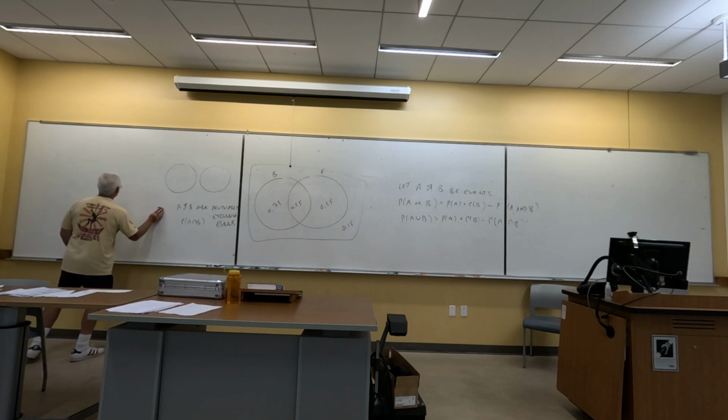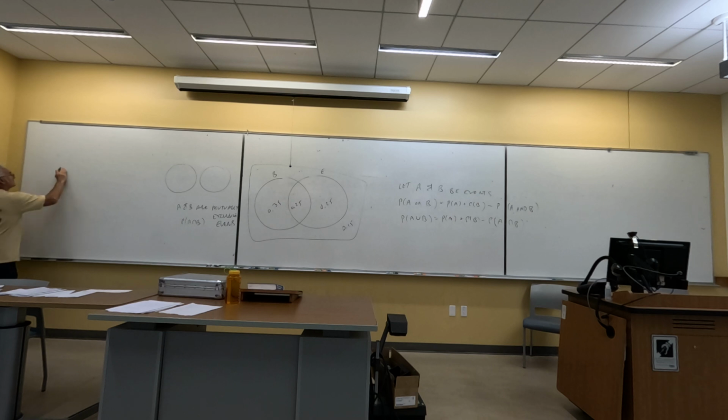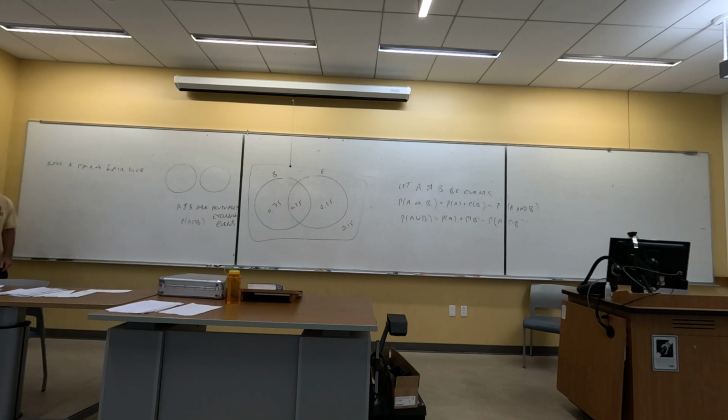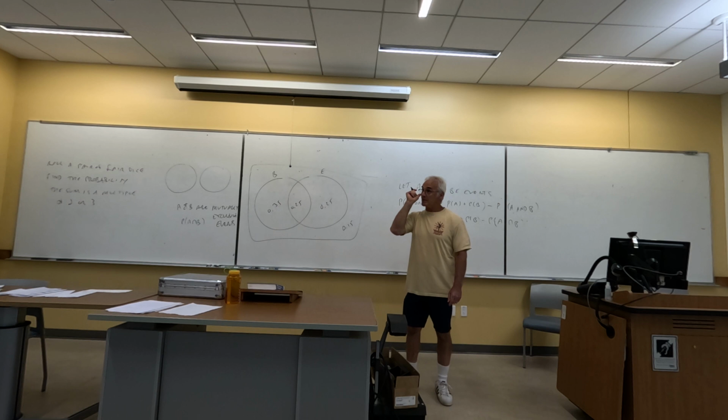So now I want to go back to the roll of the dice. Roll a pair of fair dice. We're just going one time. I want to find the probability, hopefully you guys wrote it down in your notes, I don't want to reproduce it, that the sum is a multiple of 2 or 3. Seems like a simple enough question.